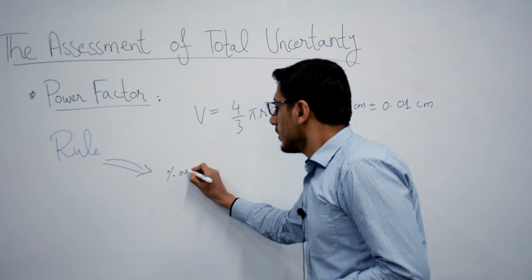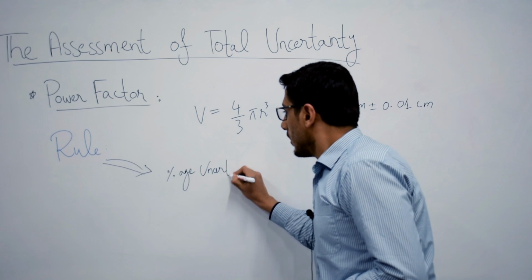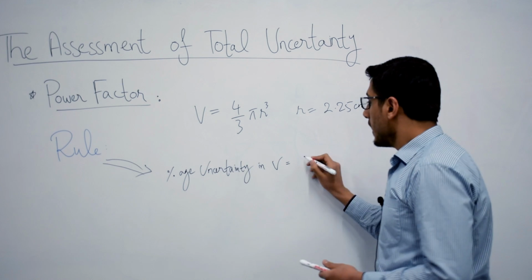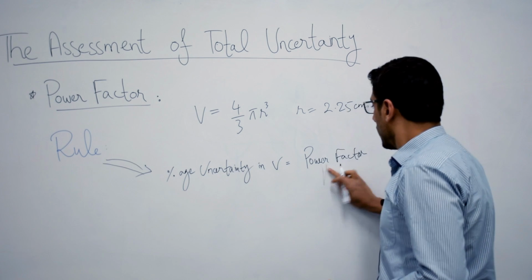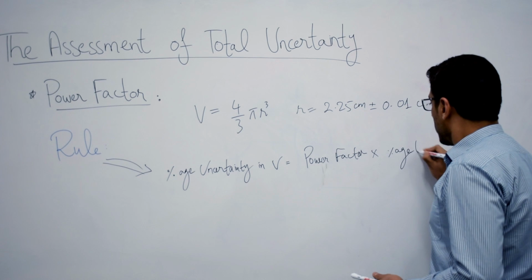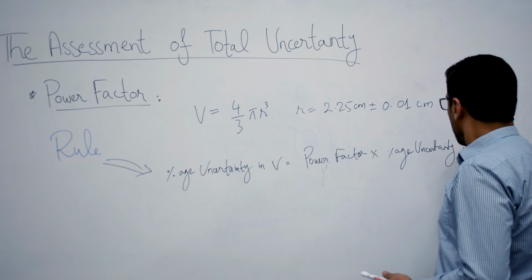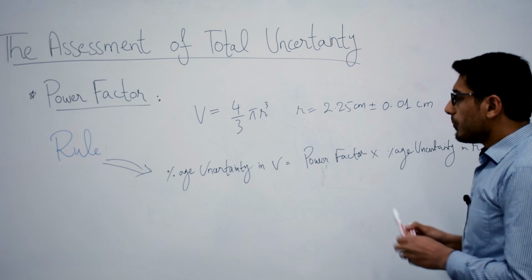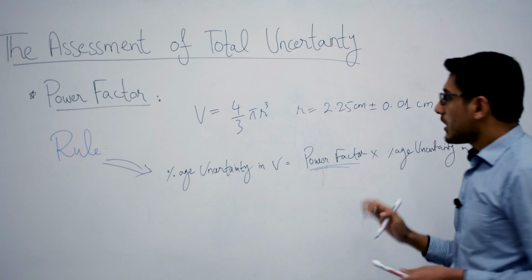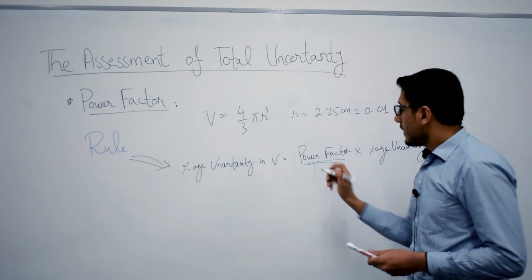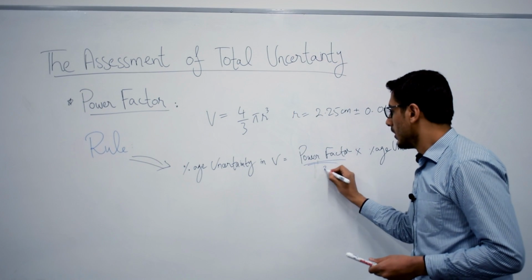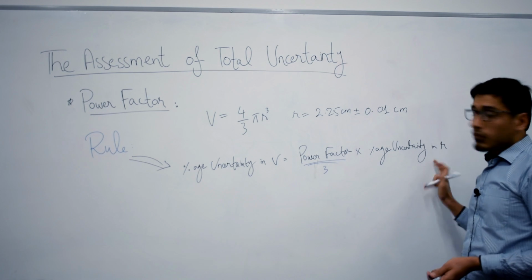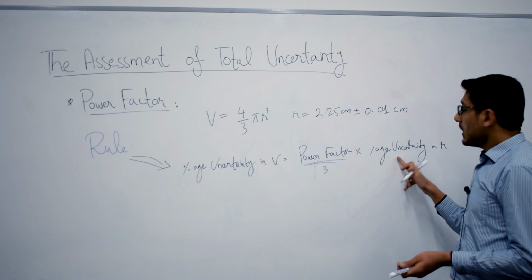that the percentage uncertainty in volume in any formula that you are calculating is equal to the power factor multiplied by percentage uncertainty in R in this case. So here we can see that the power factor involved in our formula is 3, but we do not know the percentage uncertainty in radius. We know the absolute uncertainty, but we do not know the percentage uncertainty.